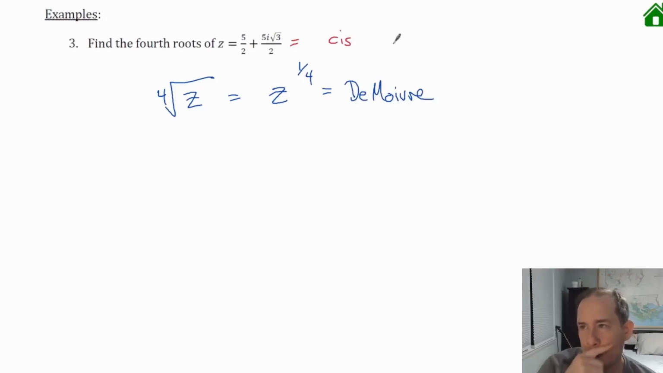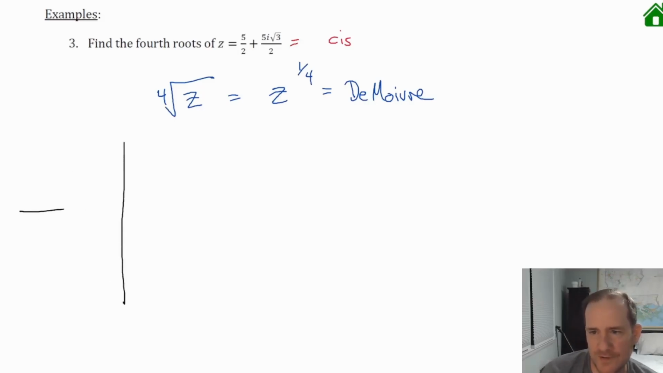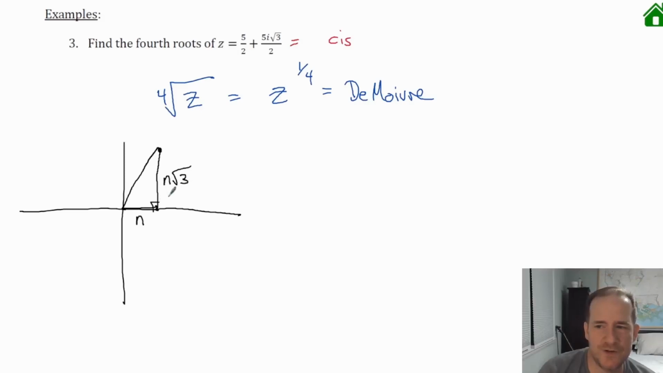So we're going to need to first convert this thing into cis notation, which means busting out our trusty geometry skills. We're going to go to the right by 5 over 2. Then we're going to go up by 5 over 2 times the square root of 3. And if that ain't a special right triangle, I'll be shocked, because I went to the right by some amount, like n, and I went up to that same amount times root 3. Isn't that the ratio of a 30, 60, 90? You got a short leg and a long leg that's just multiplied by root 3.